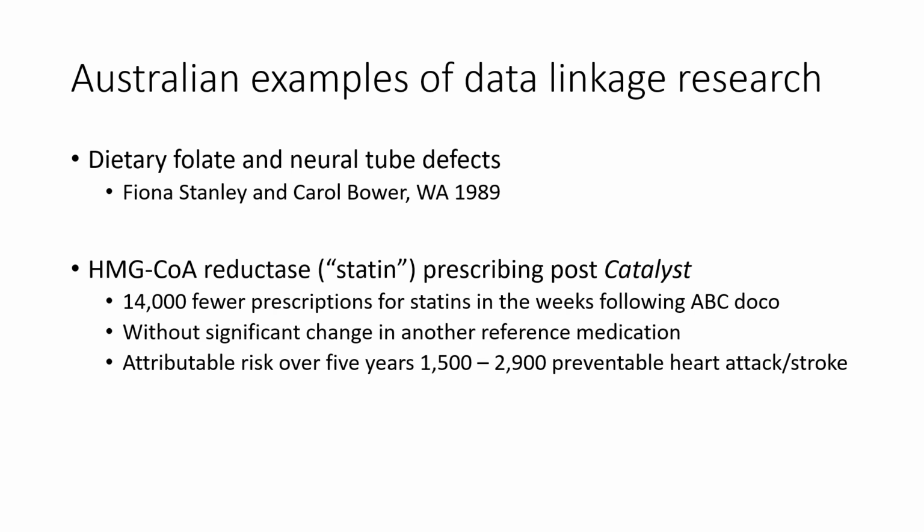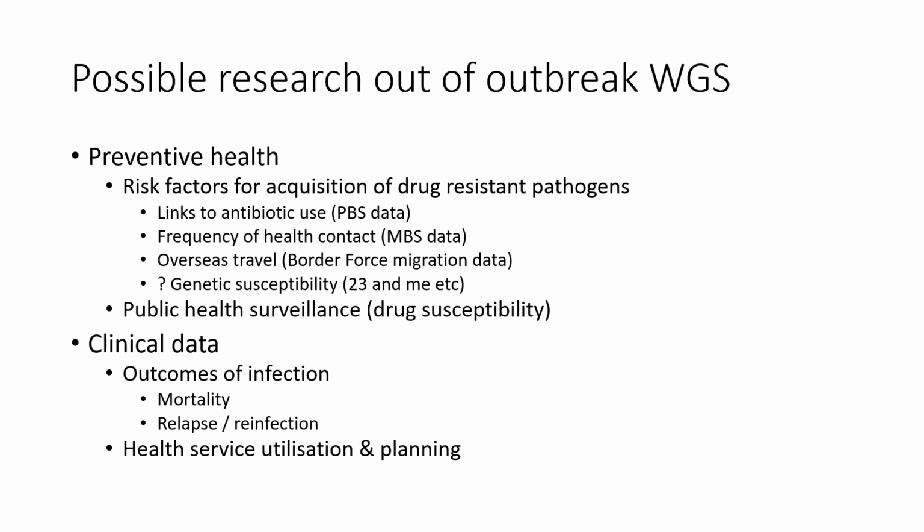And so looking at the population health impact of high cholesterol and heart disease, people were able to estimate that if that reduction in use had been sustained over 5 years, it would be responsible for somewhere around 2,000 additional, preventable heart attacks or strokes, some of which would have been fatal. So what sort of benefits could we get out of combining whole genome sequencing of drug-resistant organisms along with patient data?